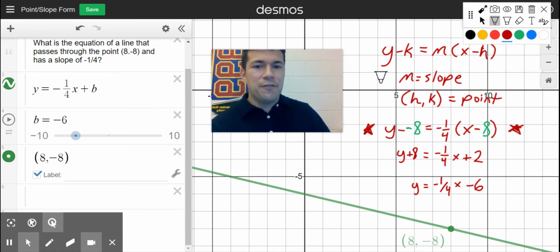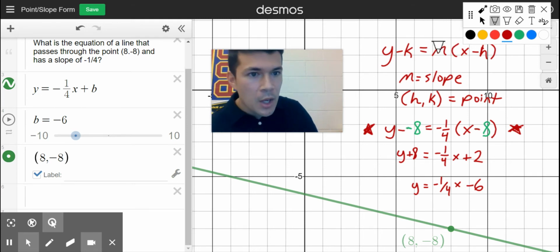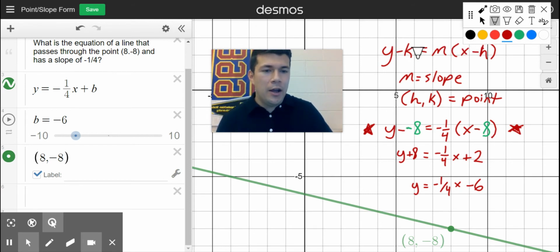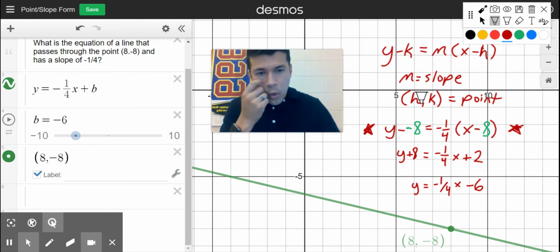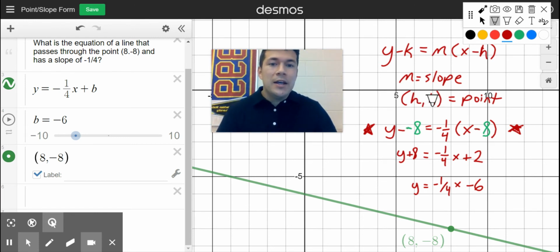Point slope form has a different formula, and it is y minus k equals m times x minus h. You can assume that you already know what m is. m is the slope. Every linear equation has an x and a y, but what about h and k? Well, (h, k) is any point that's on this function. This works with whatever point is on the function. So as long as you have one point and the slope, you can use this.